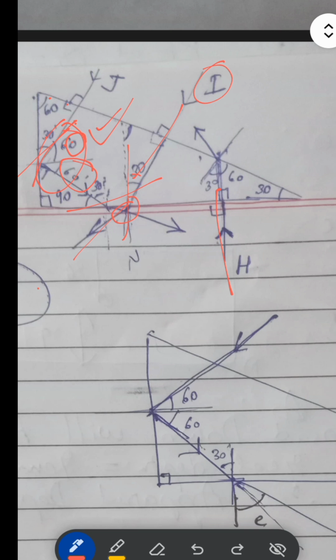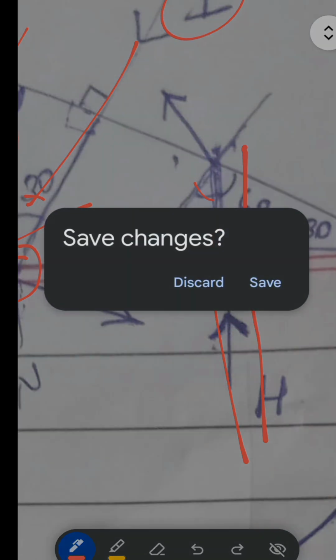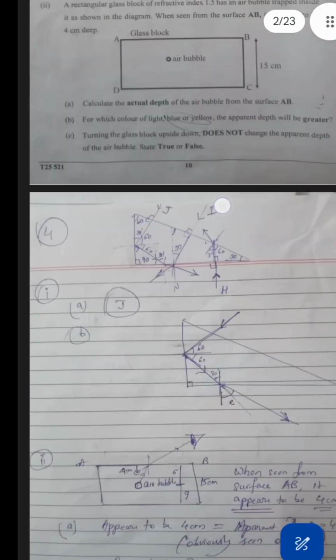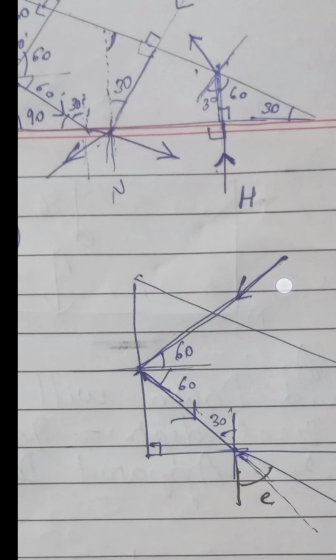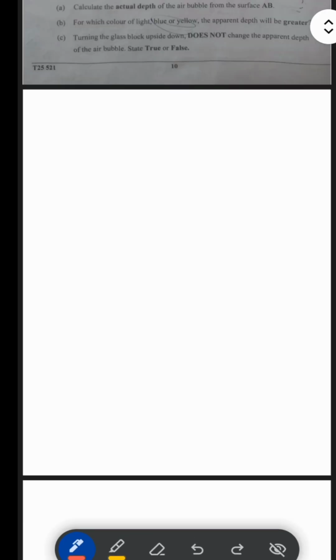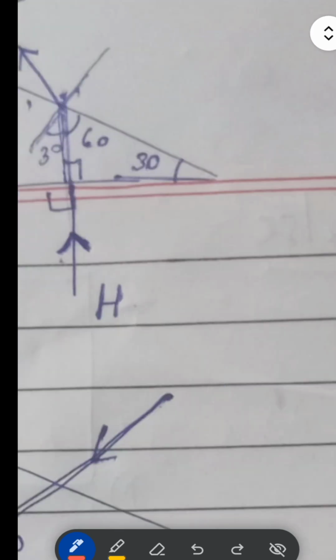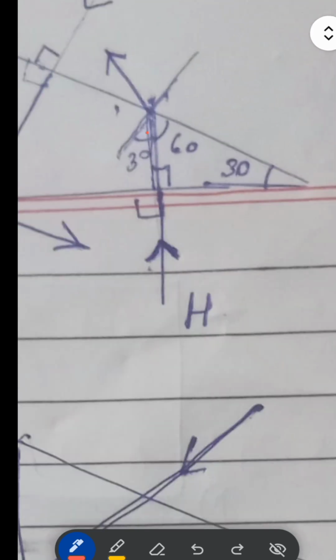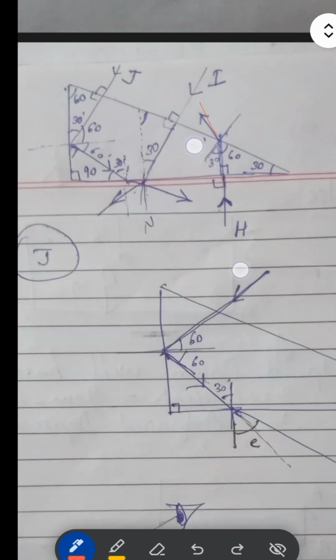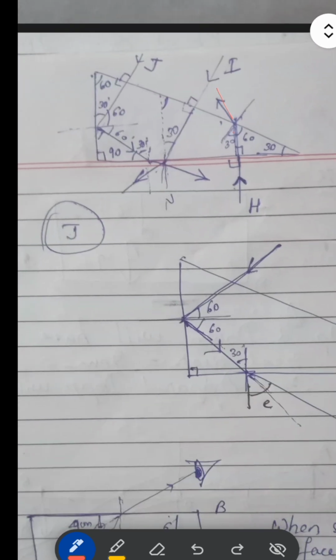Similarly, the third ray has the same case. H enters perpendicularly and strikes the hypotenuse, and the angle of incidence here is 30 degrees. We calculated it from the triangle: 60, 30 and 60, therefore the angle of incidence here is 30 degrees, and since the angle of incidence is less than the critical angle, it will also suffer refraction. So the answer is J. J will be the answer.